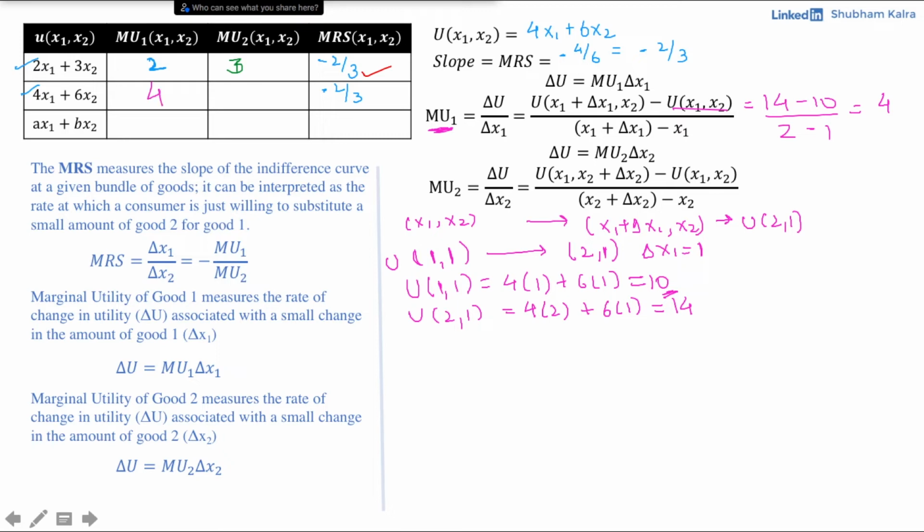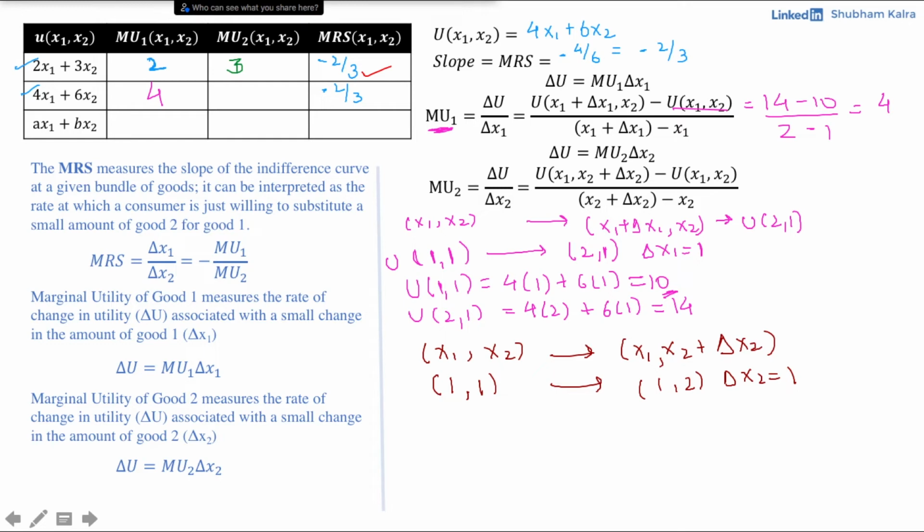Similarly, let's calculate your mu2. Instead of changing the consumption of good 1, we are changing the consumption of good 2, such that if the consumer is originally consuming x1, x2, then his changed consumption would be x1, x2 plus del x2. Let's keep the original consumption same so that we don't have to do the calculations again and again. That is, if he is originally consuming 1, 1, then his new consumption would be 1, 2, where he is increasing his consumption of good 2 by 1 unit, such that your del x2 is equal to 1.